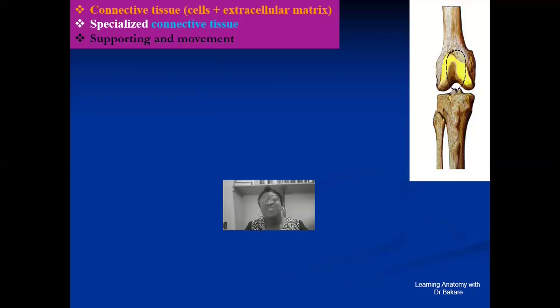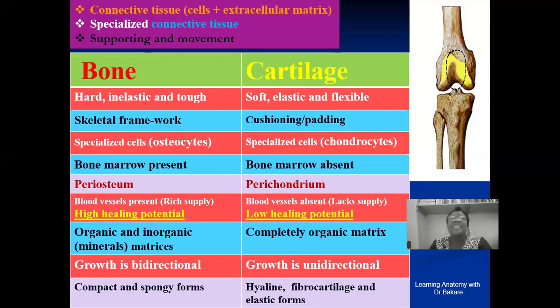So now let's go through the differences between these two structures. Bone is a hard, inelastic, and tough tissue, while cartilage is soft, elastic, and also flexible. Bone also provides the structural framework of the body. It is onto the alignment of bone that the muscles are laid. Cartilages provide cushioning and also a padding effect, and this is where they line the surfaces of articulating bones at joints.